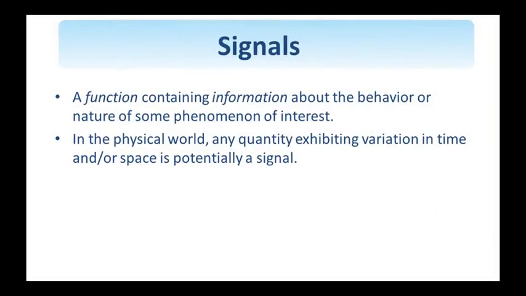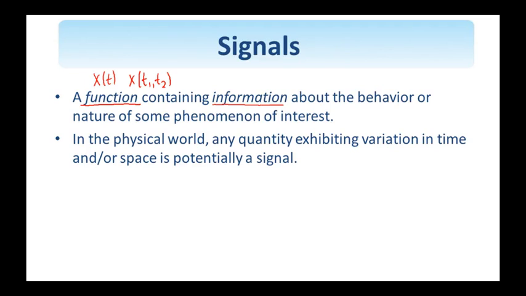Let us first define what is a signal. A general definition is that it is a function and one-dimensional, an x of t, for example, function, t is the independent variable, or a two-dimensional, x of t1, t2 are the independent variables, that contains information. It tells us something useful about the behavior or the nature of some phenomenon of interest.